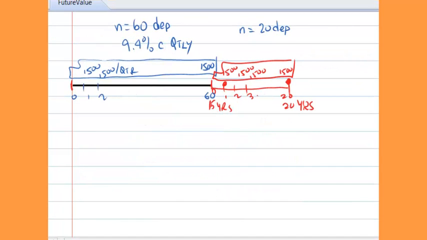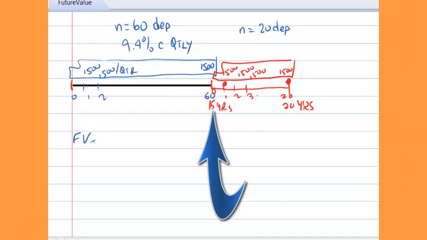First step, let's figure out what the final value is of the 60 deposits of $1,500 at the end of the 15th year. That final value is going to be given by $1,500 multiplied by the annuity factor for 9.4% compounded quarterly. Now 9.4% divided by 4 quarters per year is going to be 2.35% per quarter. So that's going to give us a maturity value of 1.0235 to the power of positive 60, less 1, divided by 0.0235.